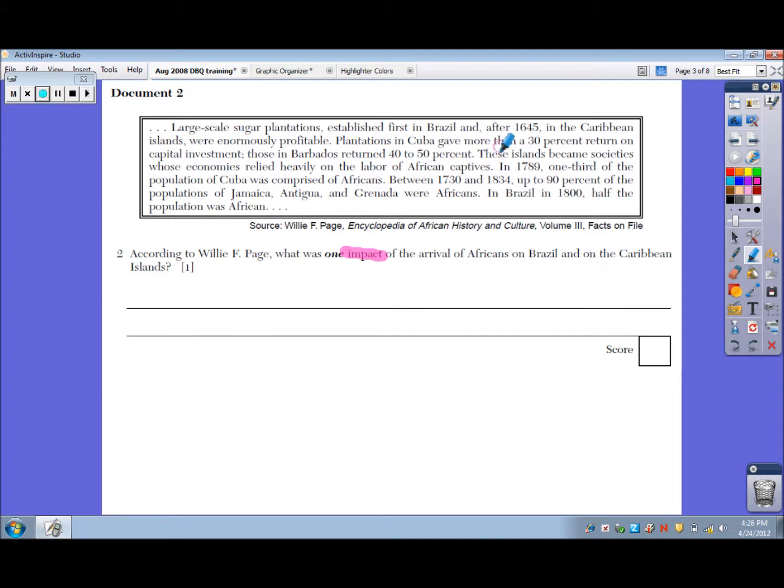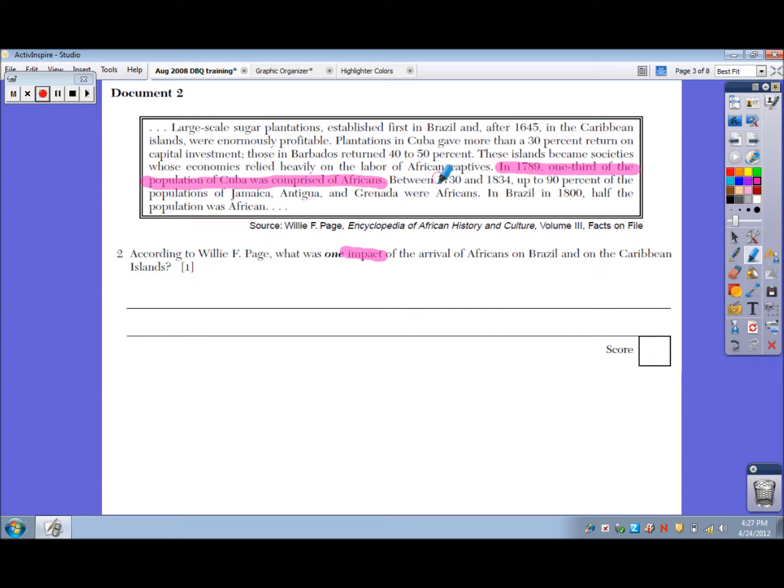These islands became societies whose economies relied heavily on the labor of African captives. In 1789, 1/3 of the population of Cuba was comprised of Africans. I'm pretty sure that's a good impact. That's a good date, too. 1789, 1/3 of the population of Cuba was comprised of Africans. That means 1 out of every 3 people living in Cuba was of African descent.